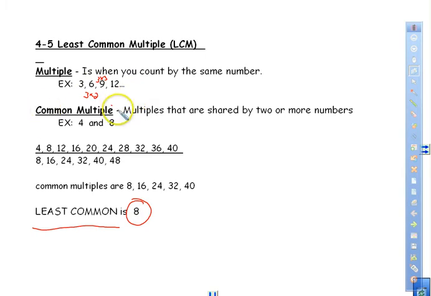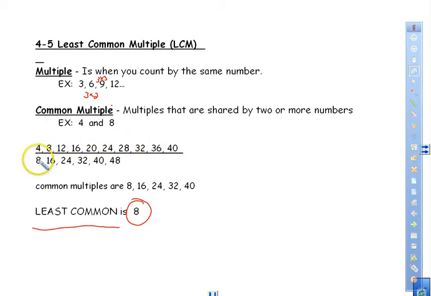With common multiples, multiples that are shared by 2 or more numbers, for example 4 and 8 in this problem, here's my 4, and we're going to count by 4s. So 4 plus 4 more is 8, plus 4 more is 12, and 4 more is 16, all the way down to 40.